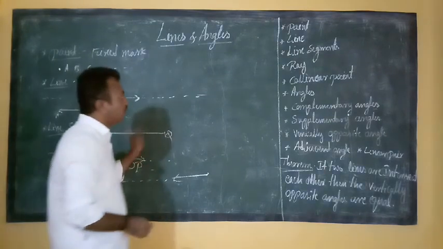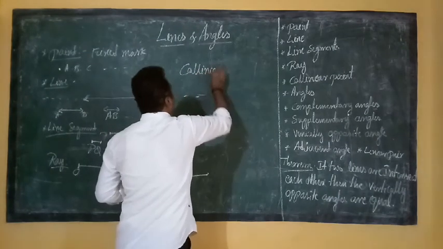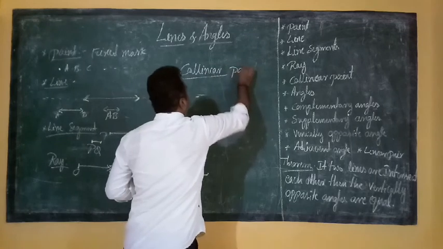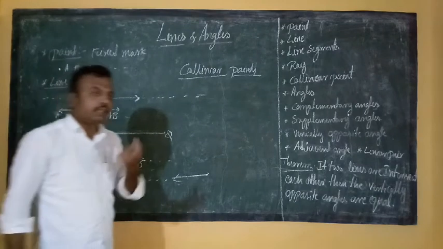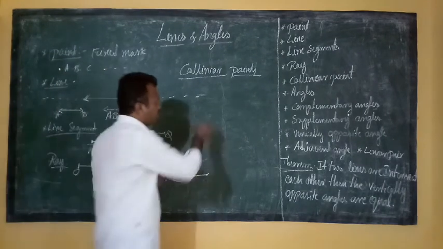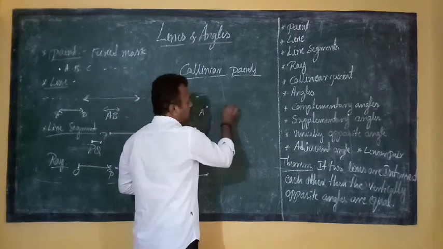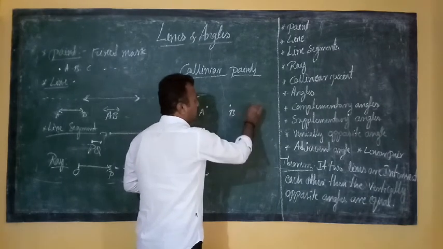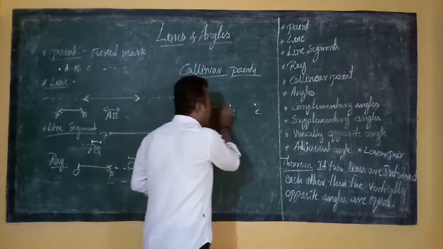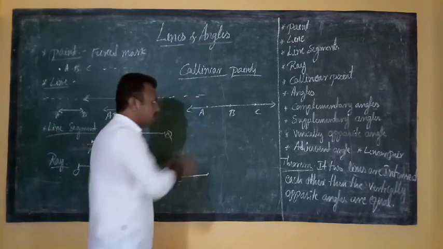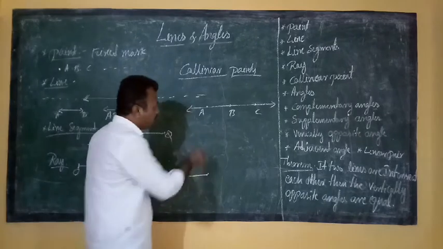And then come to collinear points. What do you mean about collinear points? Collinear points means, see students, two or more points that lie on a same straight line. For example, see there, this is one point, I will call it as A. This is another point, I will call it as B. This is another point, I will call it as C. These points lie on a same straight line. Correct? So that's why these points are called as collinear points. That means non-collinear points means, see there.